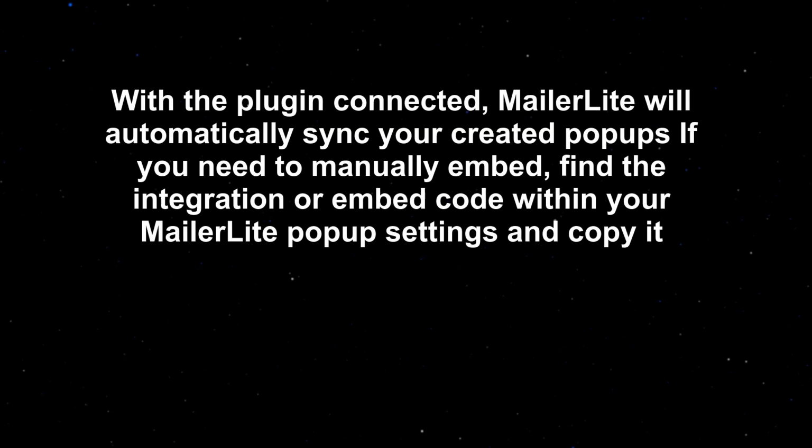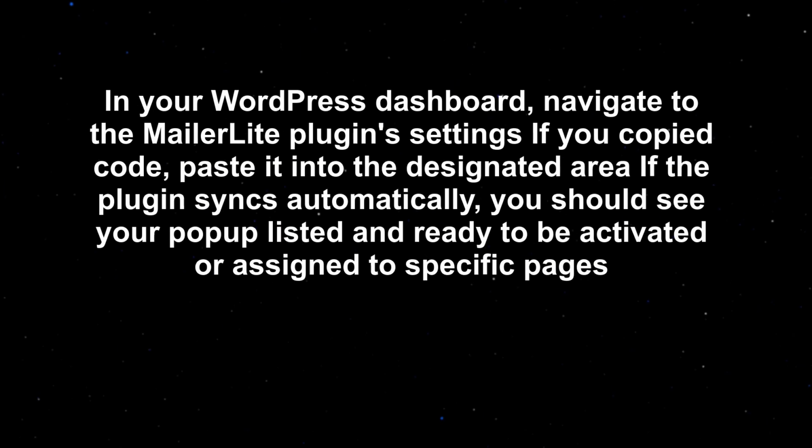If you need to manually embed, find the integration or embed code within your Mailerlite pop-up settings and copy it. In your WordPress dashboard, navigate to the Mailerlite plugin settings. If you copied code, paste it into the designated area.